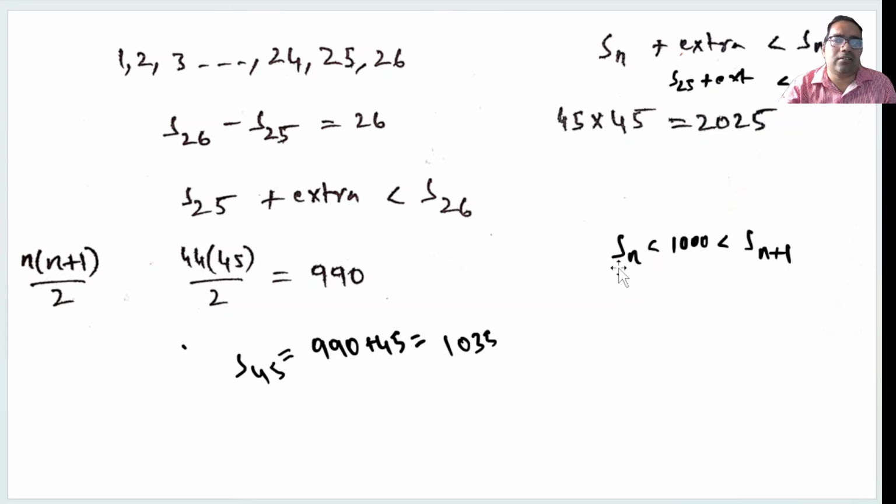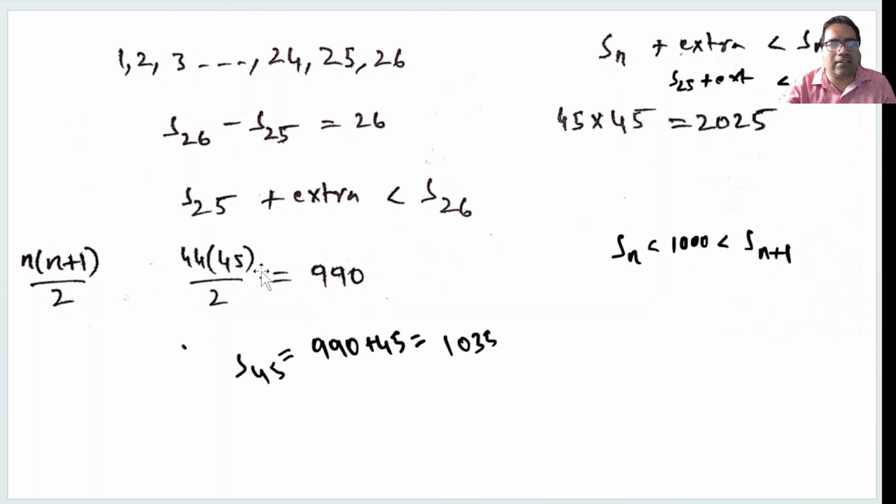Now what is the formula for Sn? The first n natural numbers sum to n into n plus 1 by 2. We also know 45 square is 2025. That means 45 into 45 by 2 is roughly around 1000. So 45 into 46 by 2 is definitely greater than 1000. So let us try with 44. So 44 into 45 by 2 is actually 990.